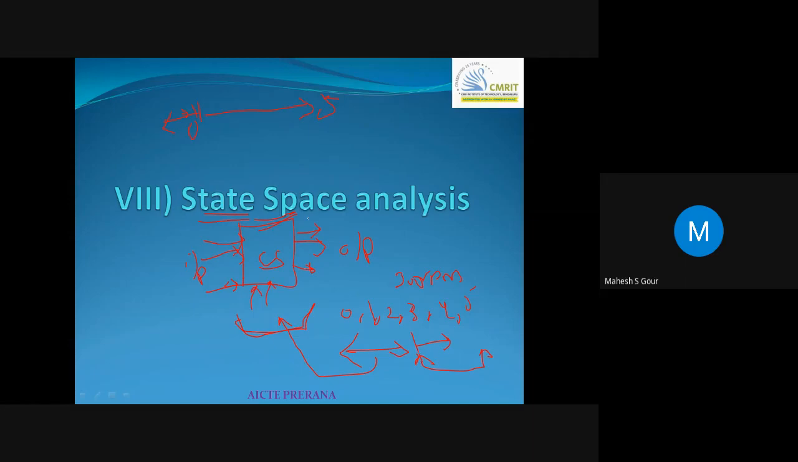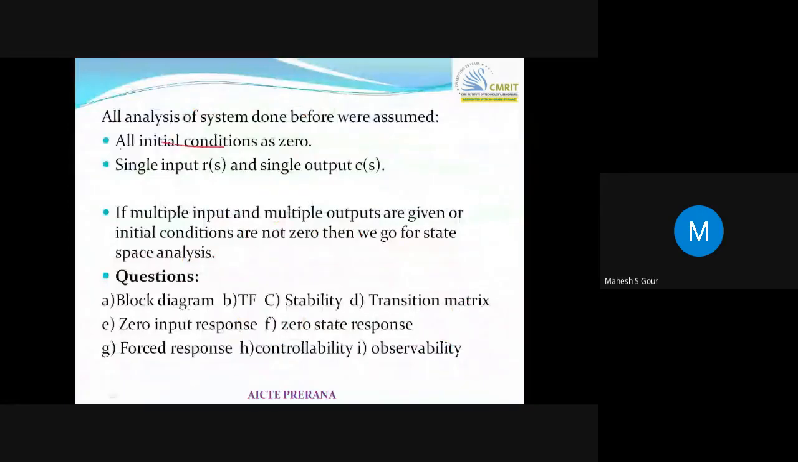Okay. Now in your state space analysis, you are taking into account both the initial conditions plus multiple inputs and multiple outputs. So in the regular analysis of a system, all the initial conditions are assumed 0, and you are having a single input R(s) and a single output C(s), right? So if there are multiple inputs and multiple outputs given with initial condition not equal to 0, then state space analysis will be done.